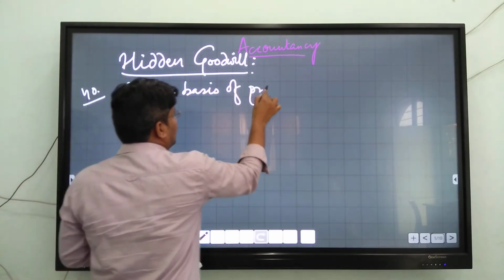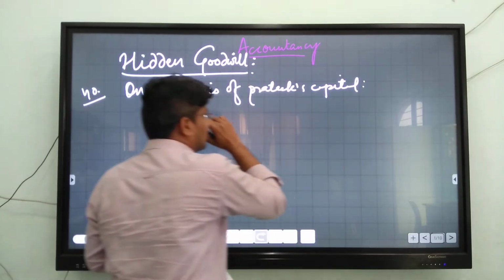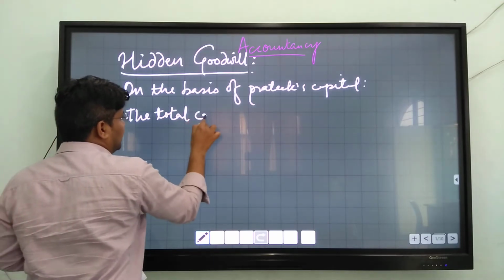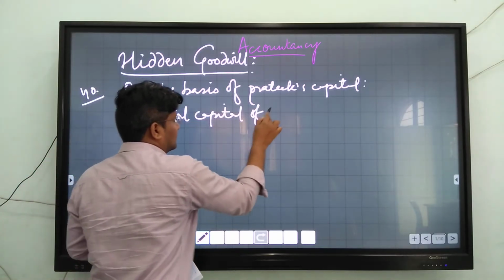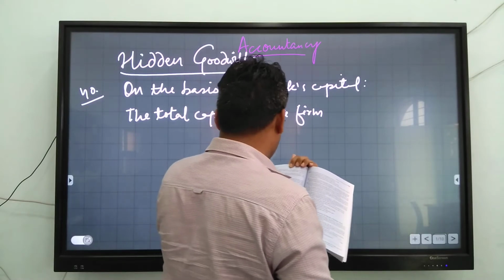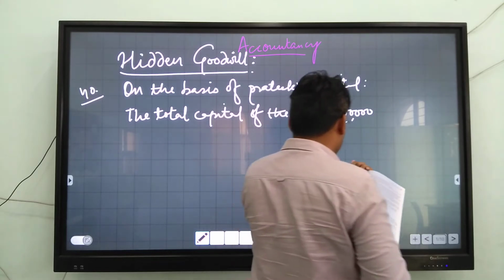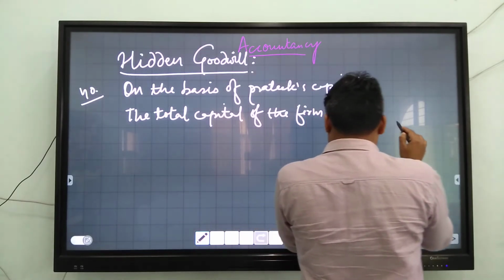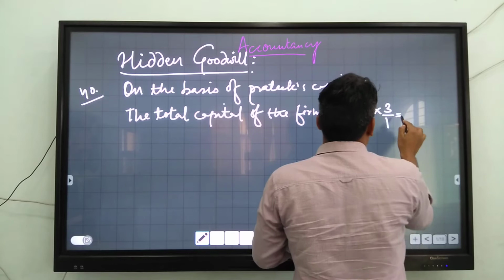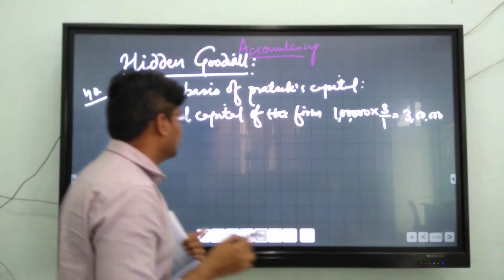On the basis of Pratik's capital, the total capital of the firm: Pratik's capital is rupees 1 lakh for 1/3rd share. Take the reciprocal of the share, 3 by 1, and you will get 3 lakh. This is the total capital of the new firm.